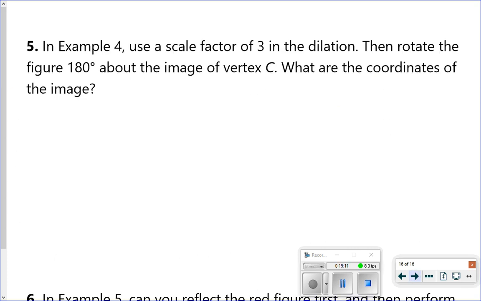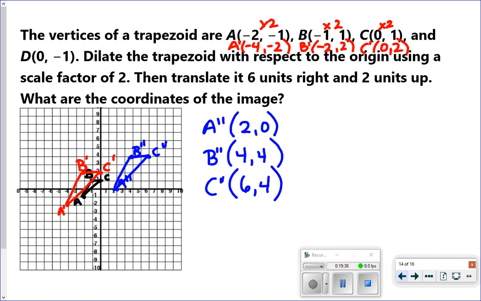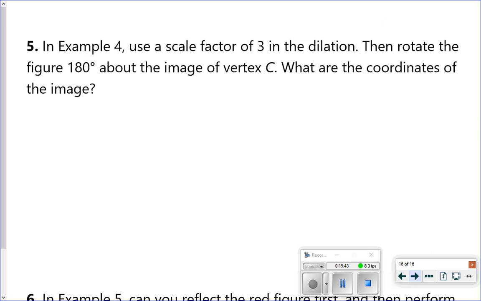Okay, so on this last one here, number 5, it says in example 4, use a scale factor of 3 in the dilation. Then rotate the figure 180 degrees around the image of vertex C. And then what are the coordinates of the image? Okay, so let's go ahead and go back to example 4 and then find vertex C. So here was my number 4. My original one for C was at 0, 1. So this was originally 0, 1.